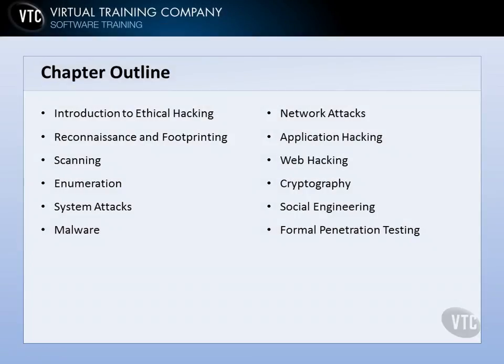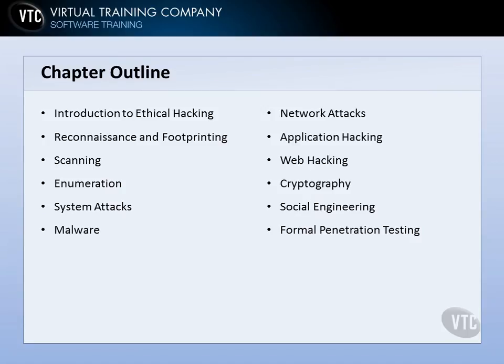Let's take a look at our chapter outline so we can discuss what we're going to cover during this course. Now, of course, we're going to cover theory. You'll learn theory, definitions, concepts, and things of that nature because you need to know these things to provide you a foundation for what comes later.